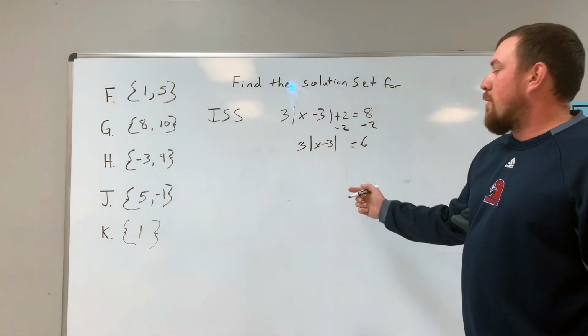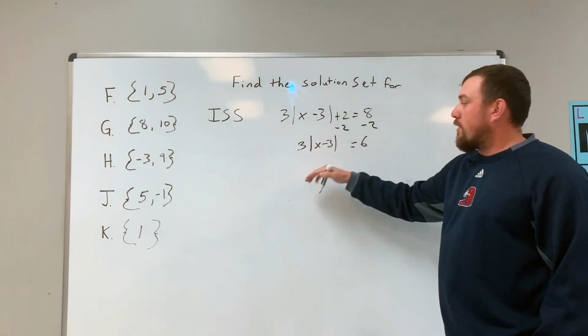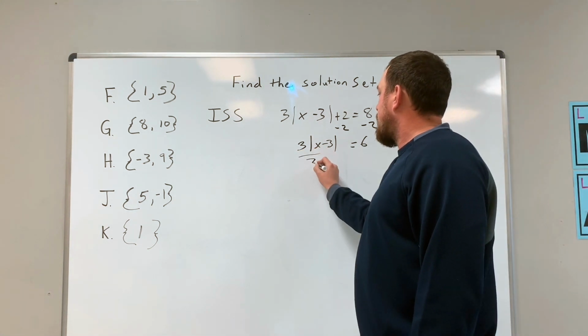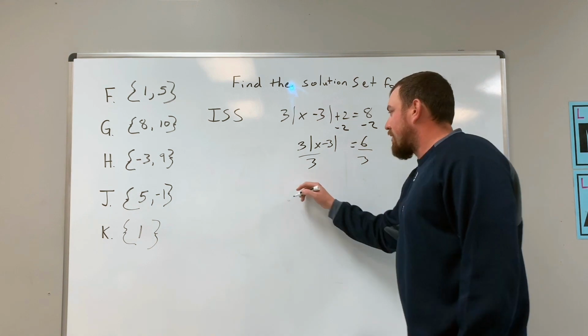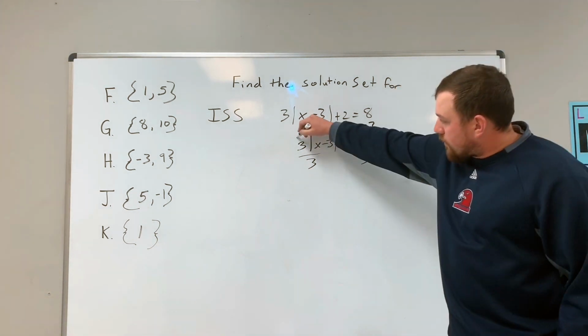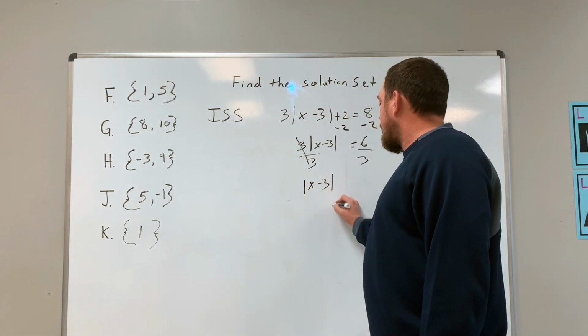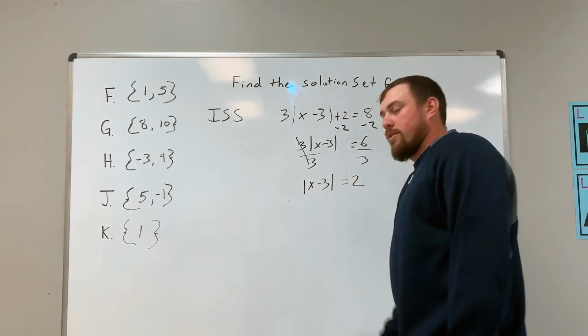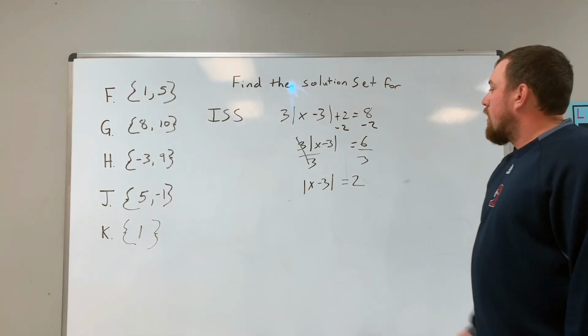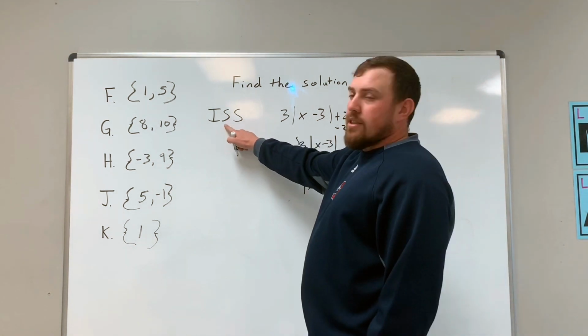Okay? The next step, we're still trying to isolate the absolute value. We're going to divide by 3 on both sides. Whenever I do something to one side of the equation, I have to do it to the other. The 3's cancel. That leaves me with just the absolute value of x minus 3 on the left-hand side and 2 on the right.